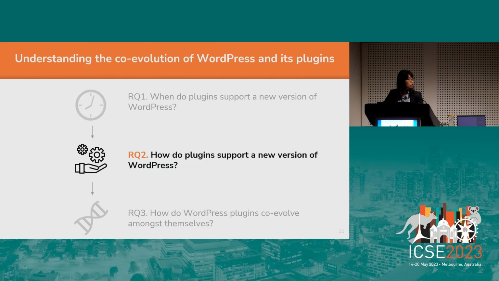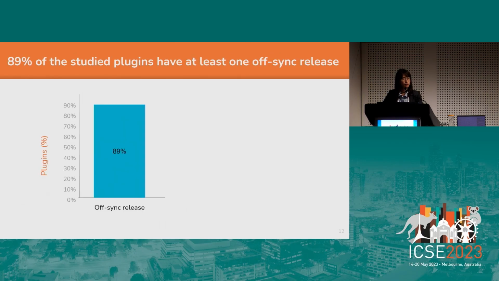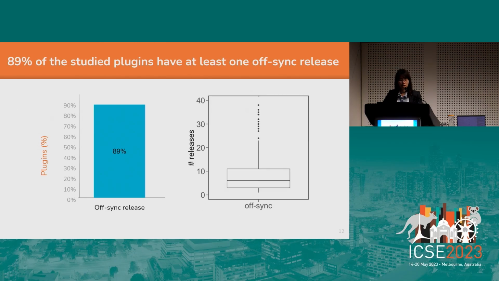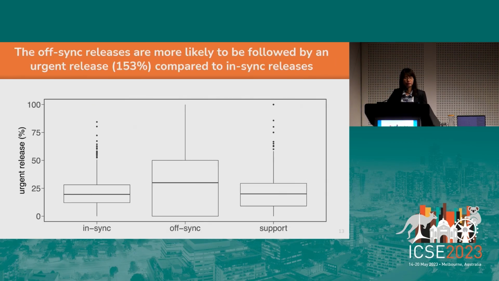For the second question, we studied how they support a new version of WordPress. And we observed that 89% of the plugins have at least one off-sync release. And every plugin has a median of 6 off-sync releases, and 31% of these off-sync releases are made within 1 week after a new version of WordPress, and 70% of them are made even after more than 2 months. And these off-sync releases are risky because they are more likely to be followed by an emergency update, compared to the other in-sync releases.